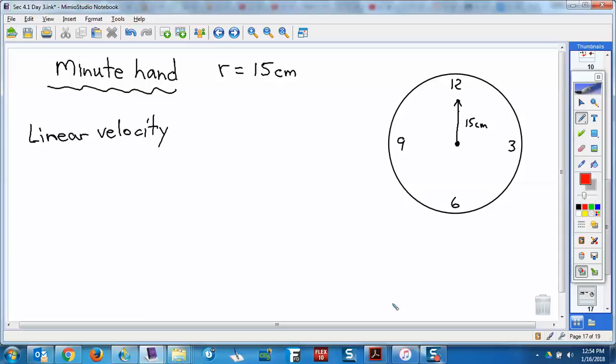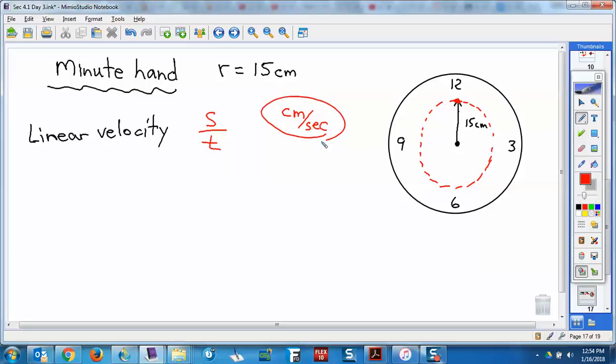But now let's do linear velocity. So how much distance does this minute hand cover? As this minute hand goes around, it's covering a certain distance, right? That's where we want S over T. Now let's say we want this to be in centimeters per second. Okay? So, we might have to do some converting.